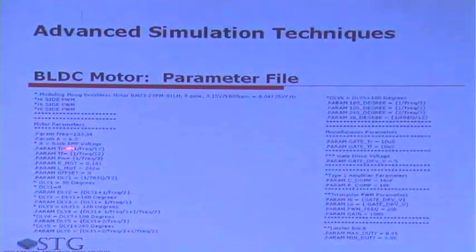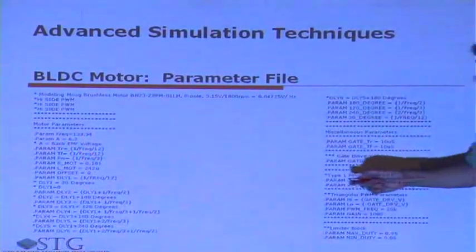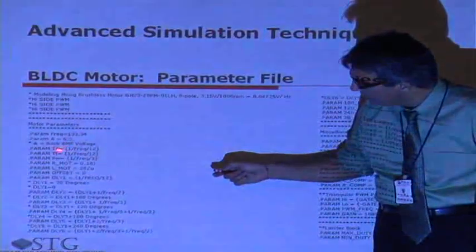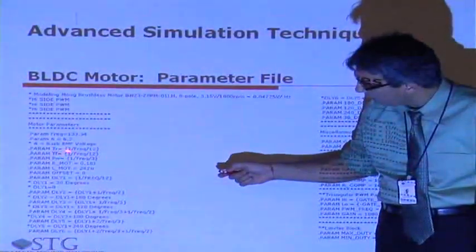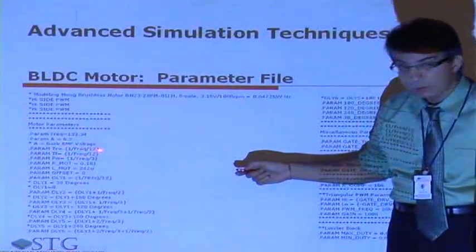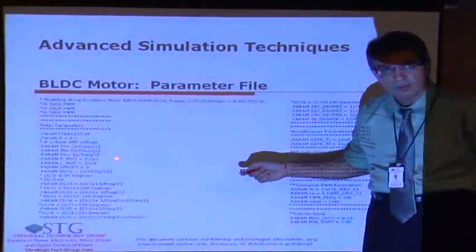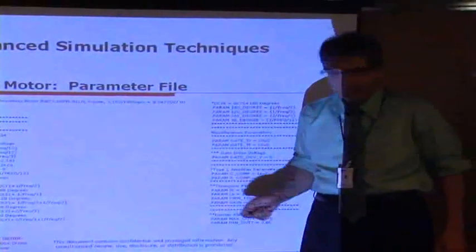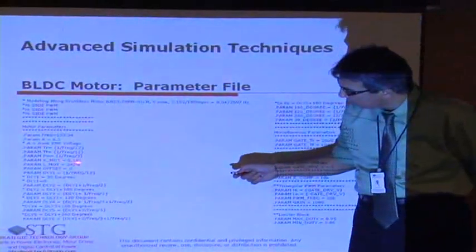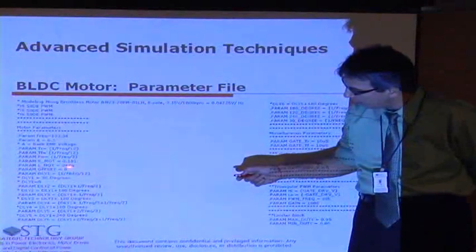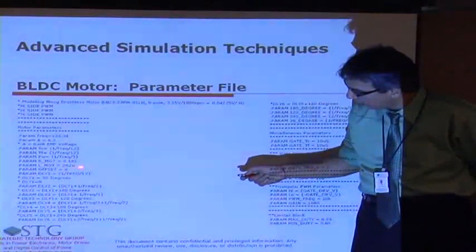So on the top we have the back EMF constant defined, and we defined A as a constant here. We also have a rise time and fall time. This is for the back EMF: 1 by frequency by 12, which is basically 30 degrees. You have pulse width, which is 1 by frequency by 3. R motor is 181 milliohms. The inductance of the motor is 242 microhenries.